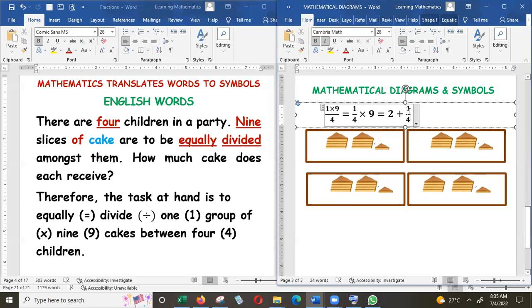And this 2 plus a quarter can be rewritten as 2 and a quarter. You notice that you're saying and when you read this. You're saying 2 and a quarter, because it originated from here, from the plus. The symbol for the word and in arithmetic is plus. Bear that in mind. So in a nutshell, a quarter times 9 is 2 and a quarter.